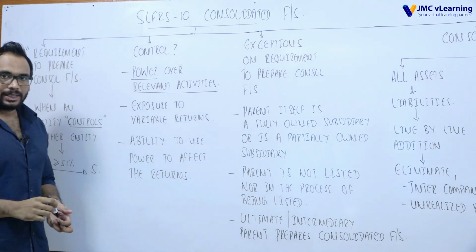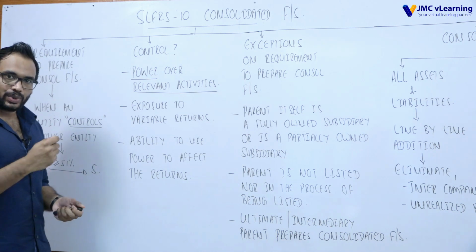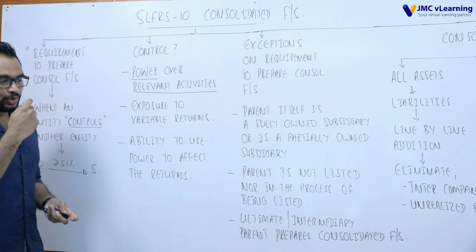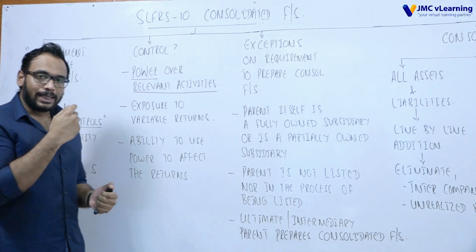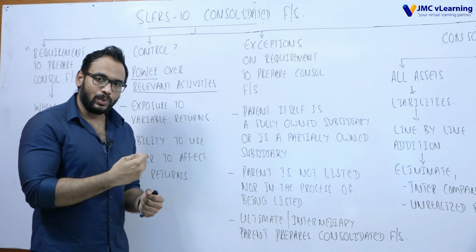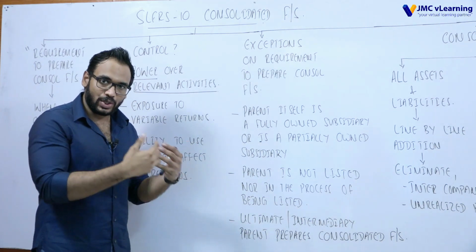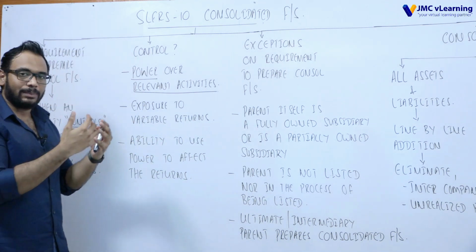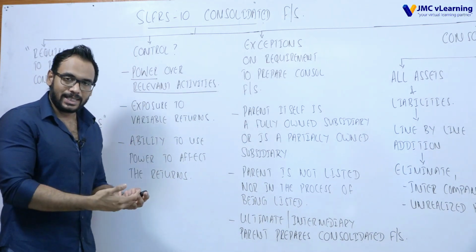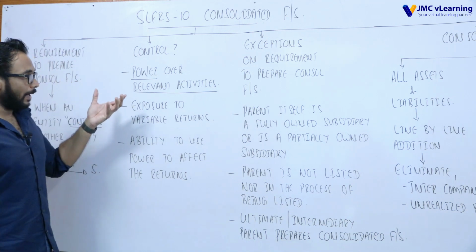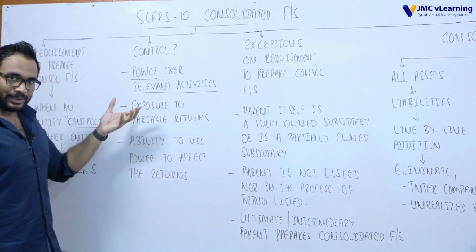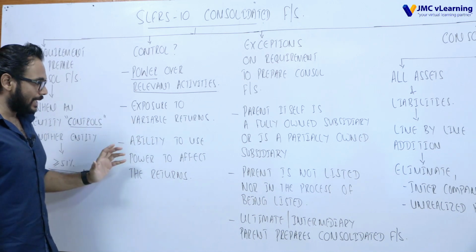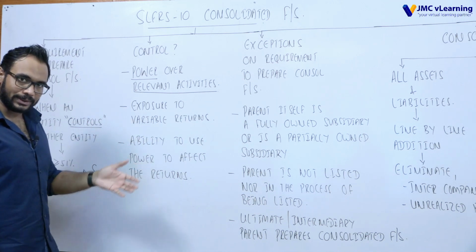When you say power, the ability to direct, you should be able to tell how that activity should be conducted. You should not be threatened, or influenced by someone else's opinion. You should be able to make your decision on your own on how you deal with a particular thing in the entity. So whenever you have power over relevant activities combined with exposure to variable returns and the ability to use the power to affect those returns.